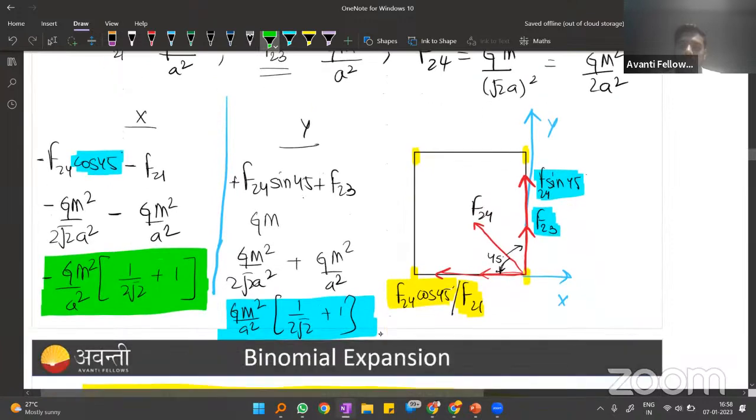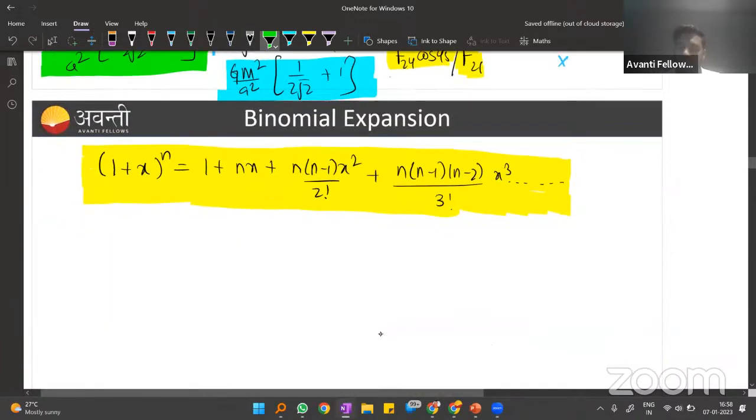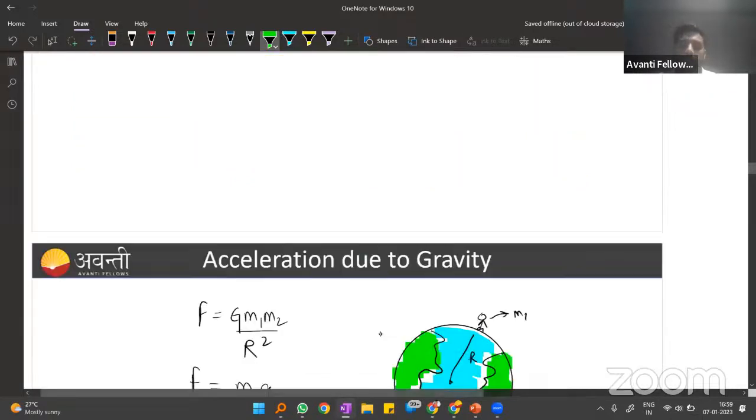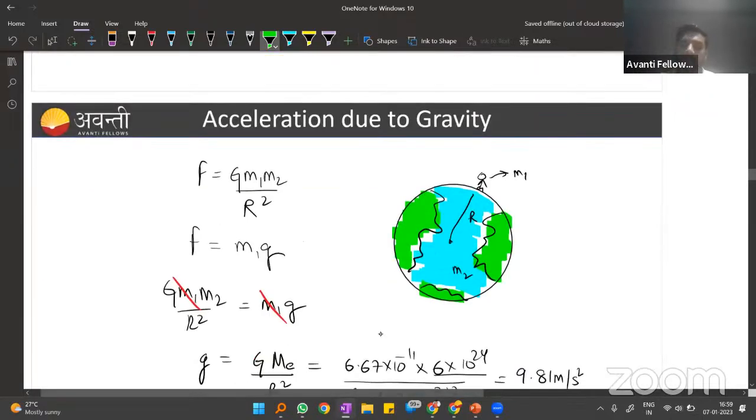And I also gave you a question related to a triangle. An equilateral triangle of side a, mass is m. On the top mass, you have to calculate the total force. After that, we calculated (1 plus x) to the power n. What is the value of that? Binomial expansion: 1 plus nx plus n(n minus 1) x square by 2 factorial, plus n(n minus 1)(n minus 2) by 3 factorial x cube, and so on, which we will use in the next class.